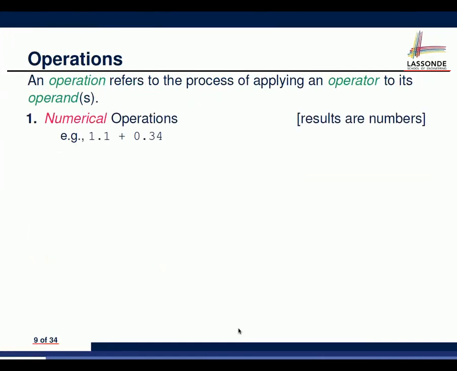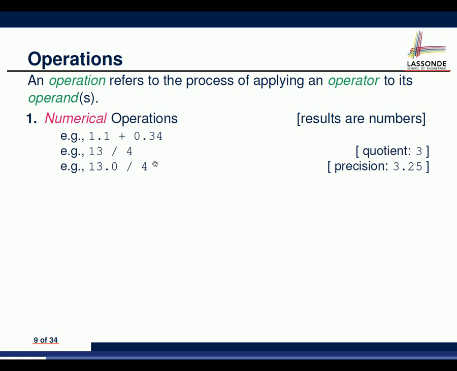Now let me say this. For numerical operations, there are many kinds of operations. Let's go over them quickly. Numerical operations simply have numbers as their operands. It can be plus, minus, divide, and also modulo, which we learned about. Whenever you do a division, as we said in the tutorial, if both operands are integers, they will give you the quotient.